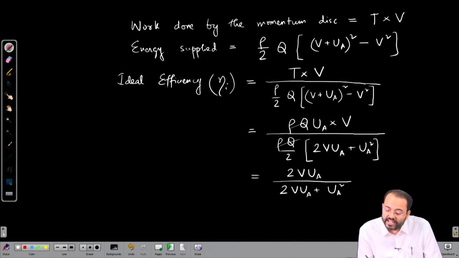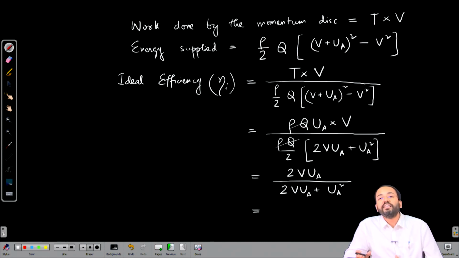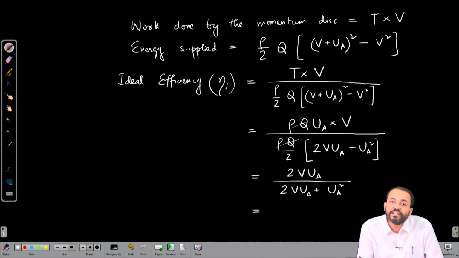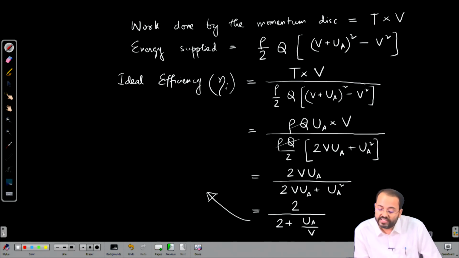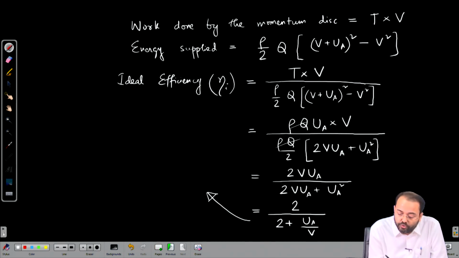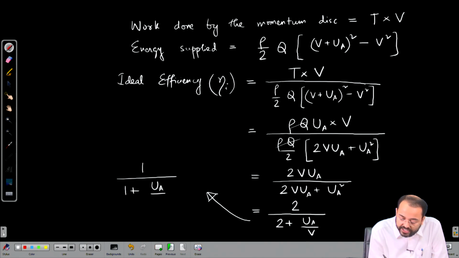Again, we would want to make this expression non-dimensional. So, it is already non-dimensional, but we will try to make both the numerator and denominator non-dimensional so that we can express the velocities as non-dimensional ratios. So, we divide the numerator and denominator by V times UA. So, what we have here will be 2 by 2 plus UA by V. This can also be written, dividing by 2, as 1 by 1 plus UA by 2V.